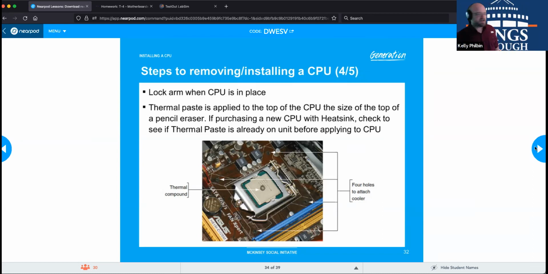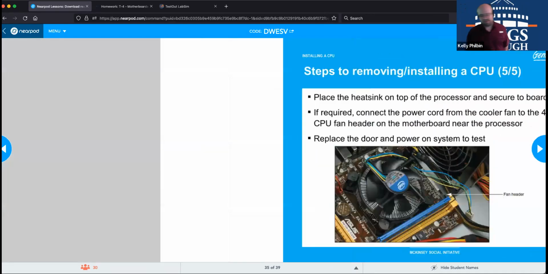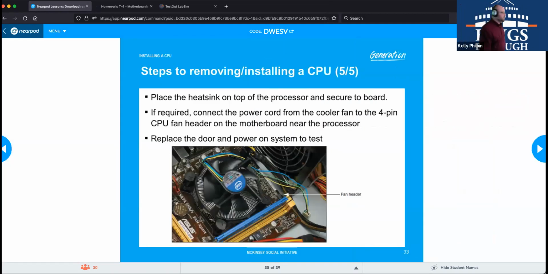And then put that on. If it does not have it, then you got to do it yourself, unfortunately. But definitely check to make sure if you're utilizing a new unit. Once that's done, place the heatsink on top of the processor and secure the heatsink to the board. Make sure you're using the X method if you're putting the clips in or the screws in, so you don't cause it to bend or break.